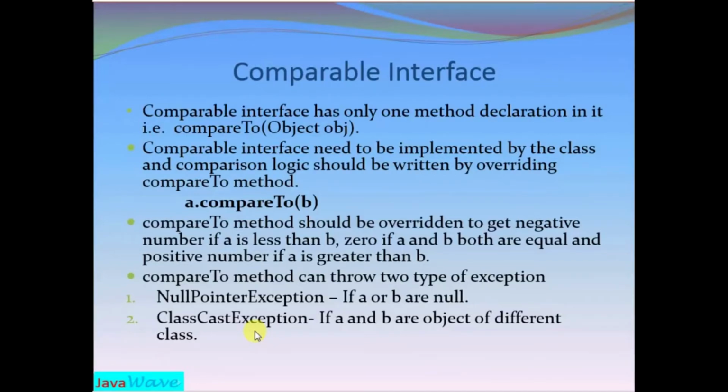The compareTo method can throw two types of exception. One is NullPointerException if a or b are null. The other is ClassCastException if a and b are objects from different classes, so they cannot be compared; they should be from the same class. If we are using generics, this exception will not come. So let's check the Java code for the Comparable interface also.